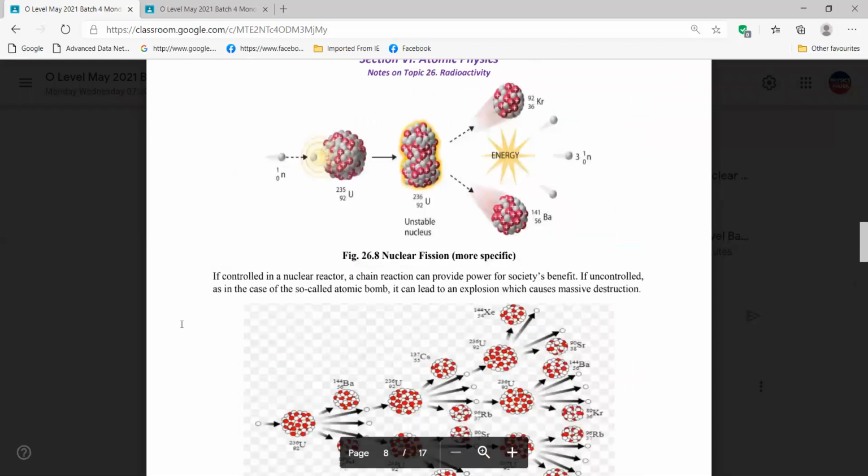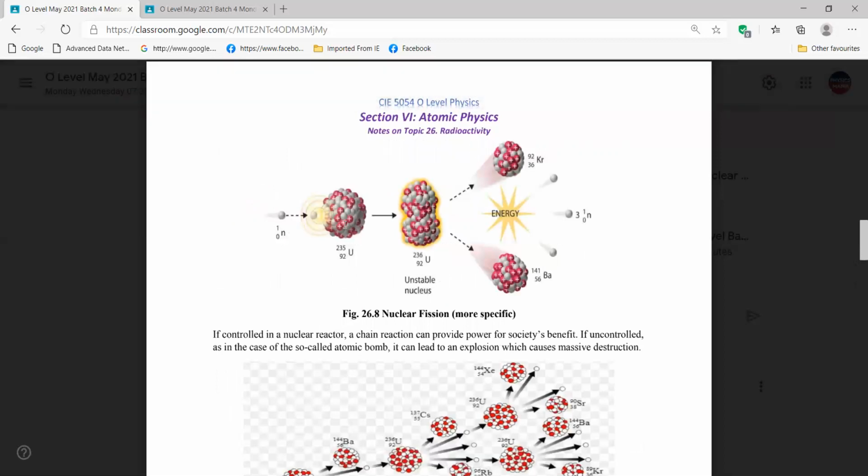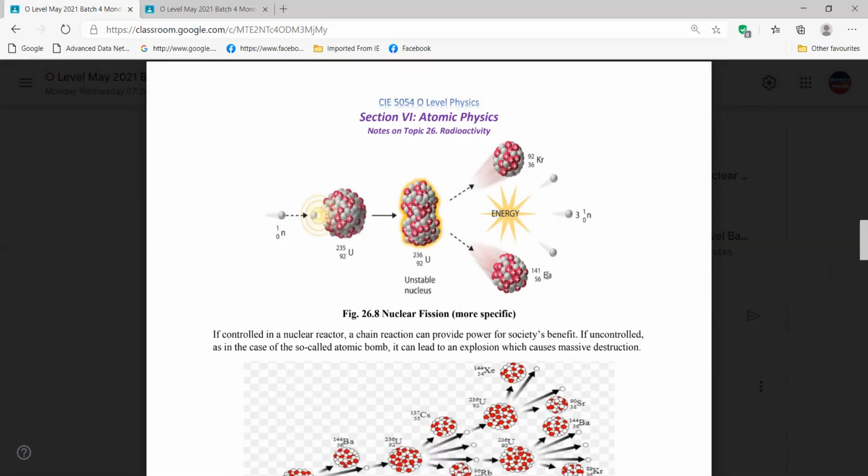Here, look, when one neutron is absorbed by uranium 235, then it's coming to 236. Yes, sir. Uranium 236, 92. Now this uranium 236 is becoming unstable or metastable. Okay, then it breaks down to krypton and barium.